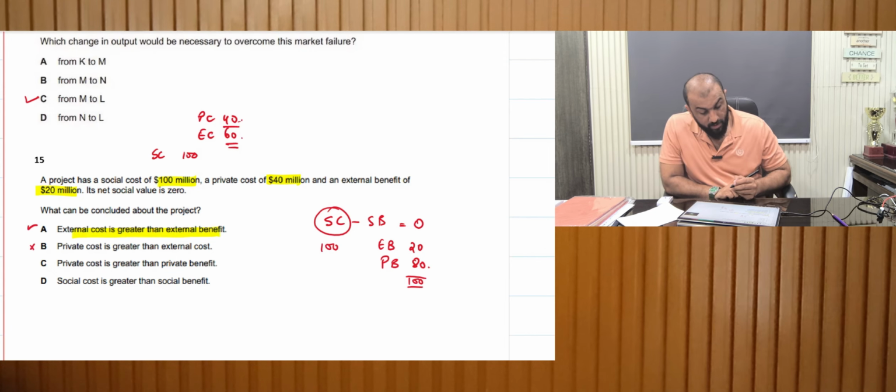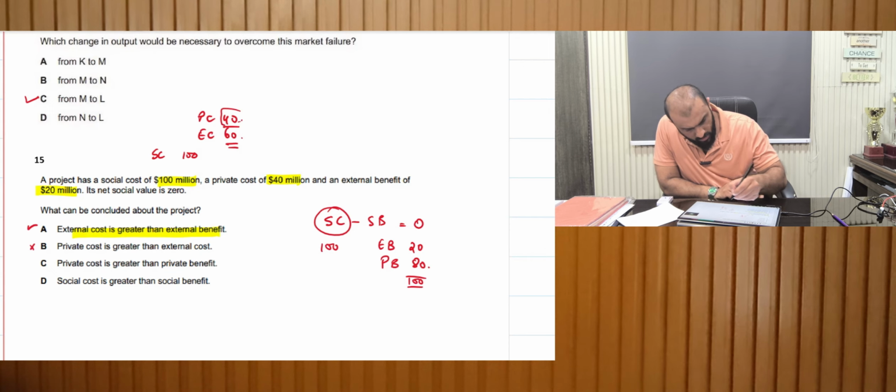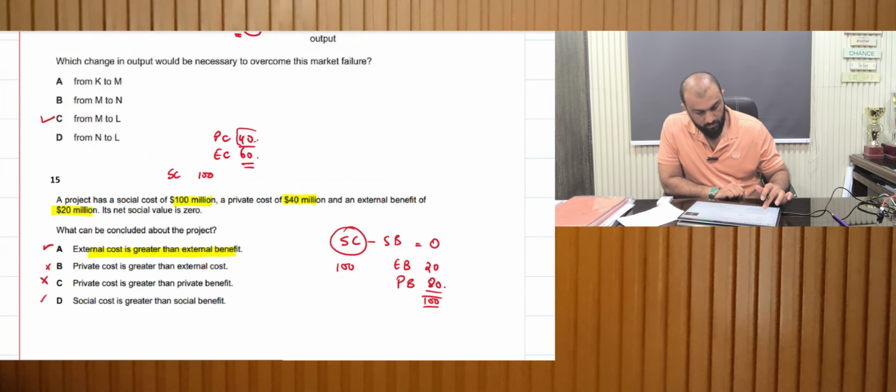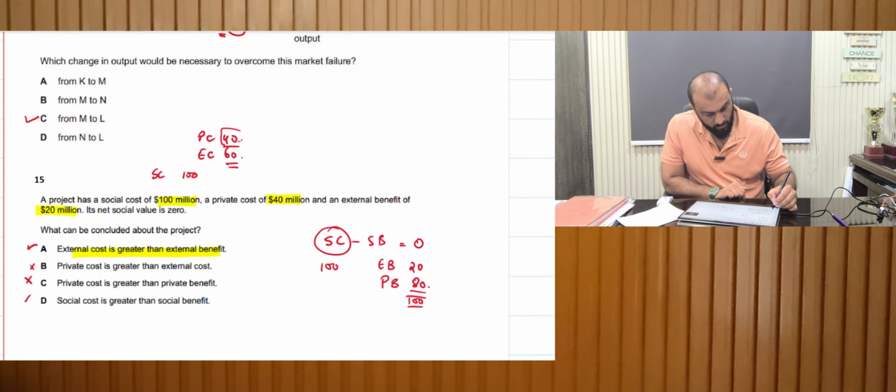Private cost is greater than private benefits. Private cost is 40, is greater than private benefits. No. Social cost is greater than social benefits. No. It's equal. It is equal, right? So, therefore, it's not the right answer.